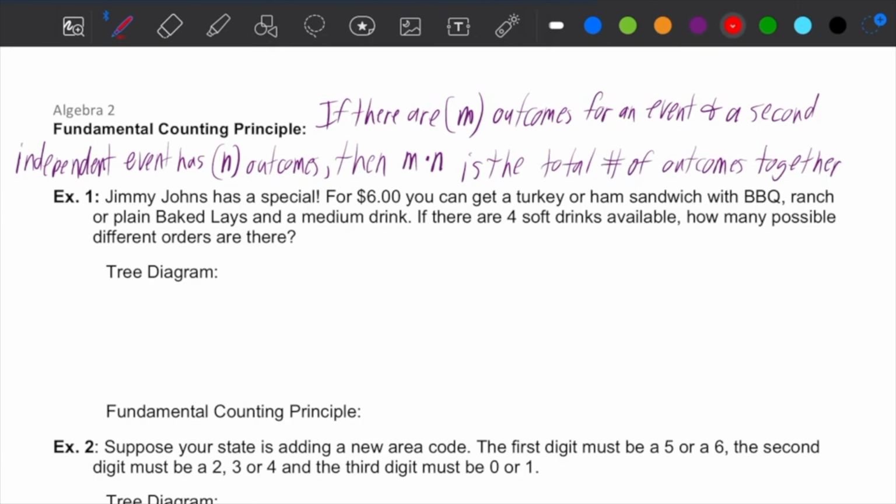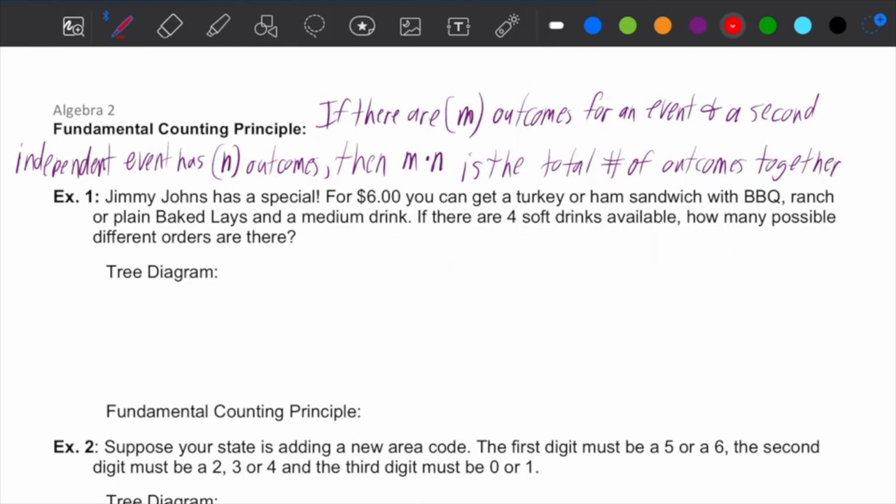So that's actually what we were talking about a moment ago with rolling 2 dice, or flipping 2 coins, or rolling a die and flipping a coin. We're saying, hey, the first one, maybe flipping a coin, has 2 outcomes, heads or tails. The second one, rolling a die, has 6 outcomes, 1, 2, 3, 4, 5, 6. So if you multiply the 2 times the 6, you get 12 total outcomes. And that's our fundamental counting principle. And we can use that to help us find out how many different possible outcomes there are very quickly.